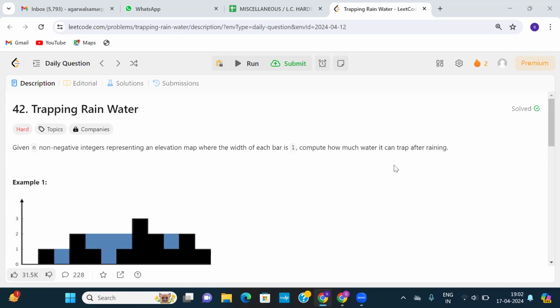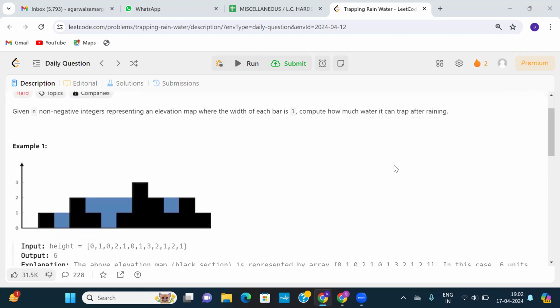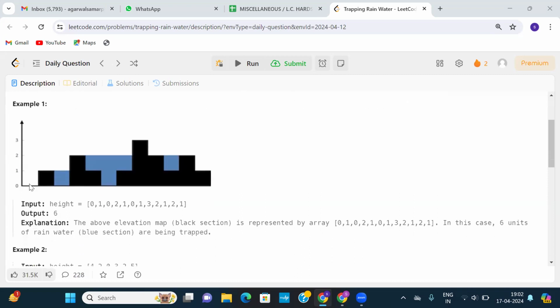Let me explain the question. We are given one array, one vector, which represents the height of the bars, and the width of each bar is 1. For example, in example number 1, we can see the heights. For the bar at the 0th index, the height is 0 and the width is 1, so we can leave it like in the diagram. At the first index, the width is 1 and the height is also 1, so we have represented it in this way.